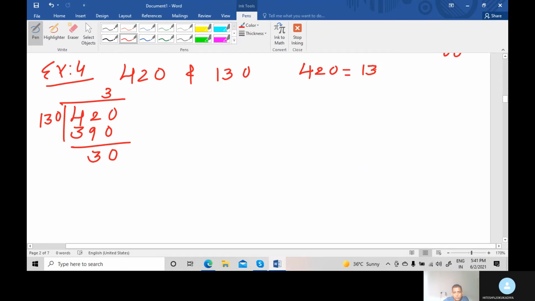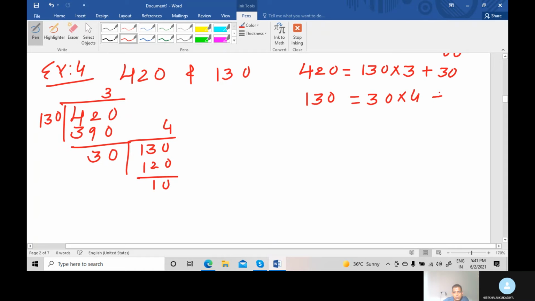420 equal to 130 times 3 plus 30. Now 30 divided into 130. 30 fours are 120, remainder 10. So 130 equals 30 into 4 plus 10.